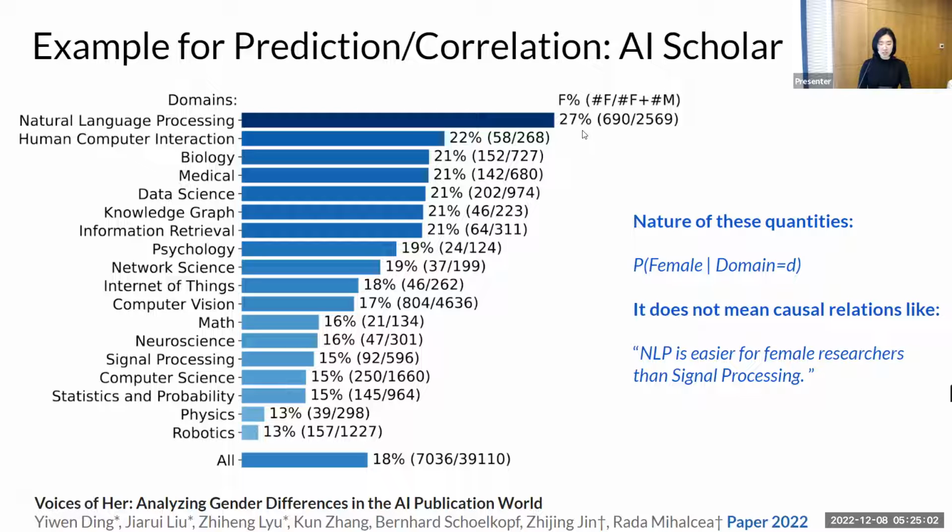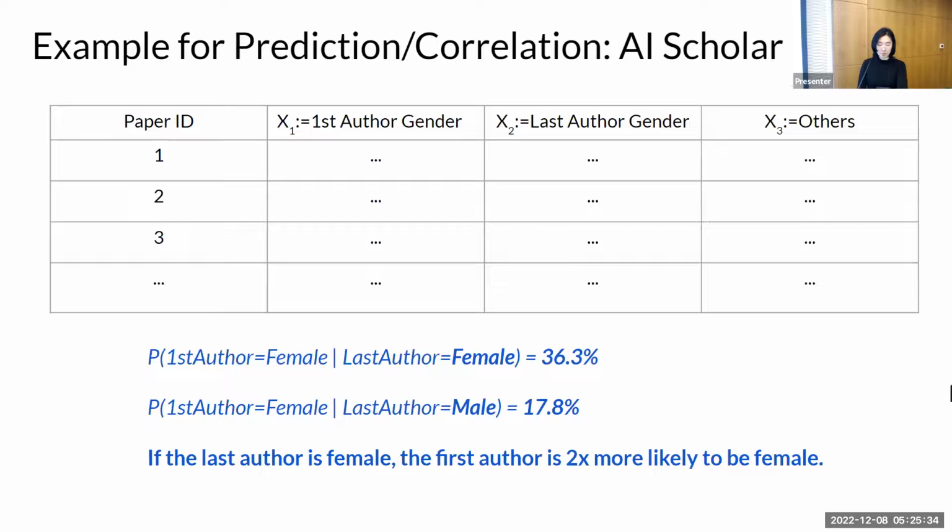And then what you will see here, the percentage is the percentage of female researchers on Google Scholar. The nature of this whole graph, or many graphs with this nature, is the correlation between female and a certain domain. So given domain D, the probability distribution of female. And as we know, this does not mean causal relations, such as NLP is easier for female researchers than signal processing is. There's no evidence for that so far.